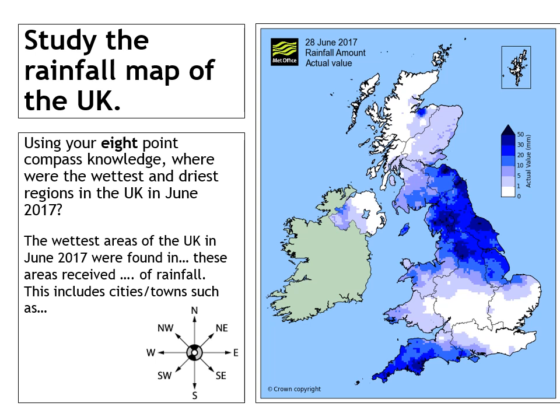Okay, added in those sentence starters. So I've put a little paragraph, a sentence starter, here. I put it for the wettest areas, but I want you to do the same format for the drier areas as well. You just need to change a few words. So the wettest areas of the UK in June 2016 were found in, give me a compass direction. These areas received, and then give me a measurement of rainfall.